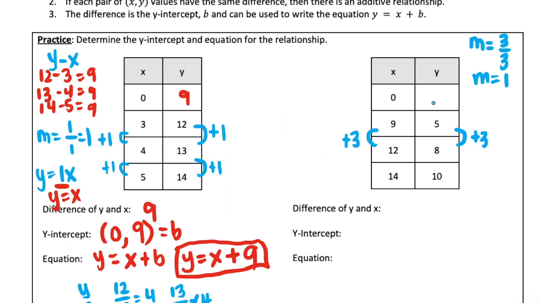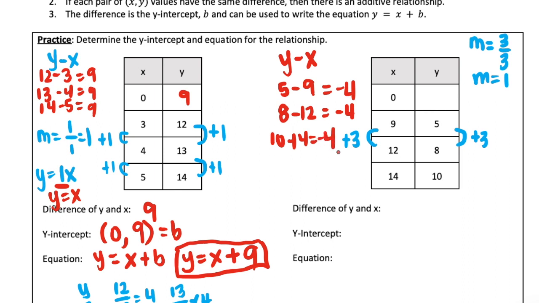Because we don't know what it is yet, we want to see what's happening between x and y. How are we getting from each x to each y? My first y value here was 5, and the x value that went with it was 9. 5 minus 9 gets us negative 4. We can check another one. We have 8 as our y value, and 12 was our x value. So that's going to be negative 4 as well. We can check the last one. 10 minus 14, again we're getting negative 4. So for each of these differences between y and x, we're getting negative 4.